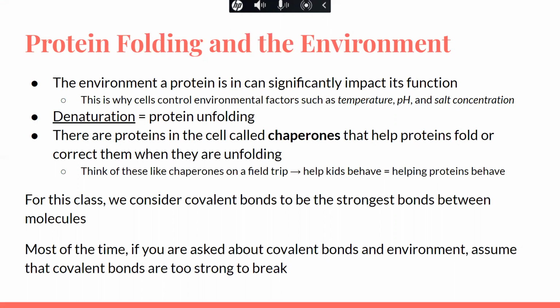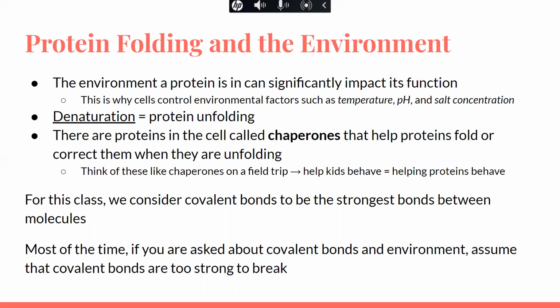There are specific proteins in the cell called chaperones. These help proteins fold, or help proteins restabilize if they're not folding correctly or if they're unfolding. Think of these as chaperones on a field trip. Chaperone proteins help proteins behave just like chaperones on a field trip help kids behave. They make sure the proteins are folding correctly and not misfolding or clumping or anything that could be bad.